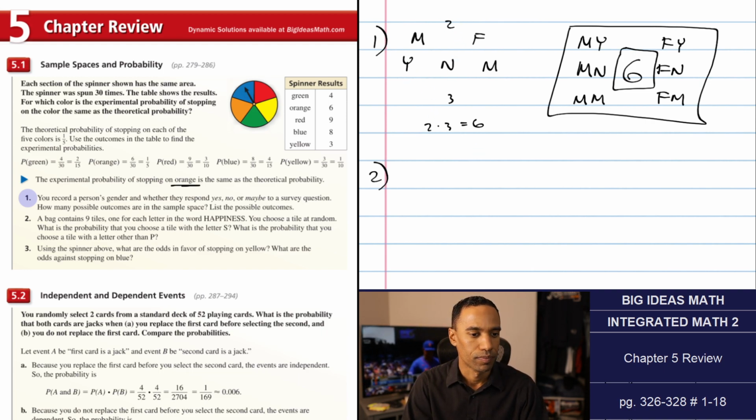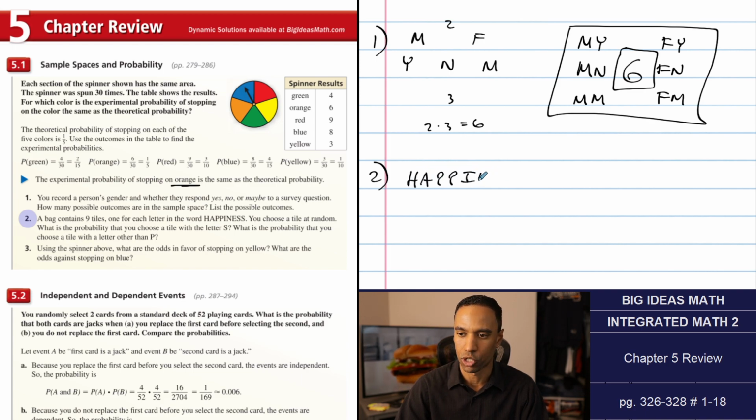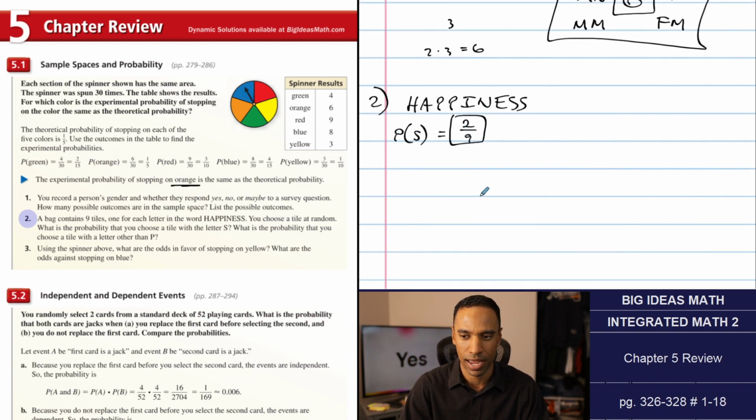All right, number 2. A bag contains 9 tiles, 1 for each letter in the word happiness. Yep, happiness is 9 letters. Confirmed. You choose a tile at random. What is the probability that you choose a tile with the letter S? Well, probability of S, out of 9 tiles, 2 of them are S's, so you get a 2/9 probability for that one. Is that part A?